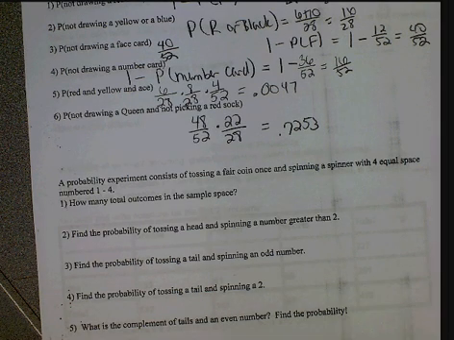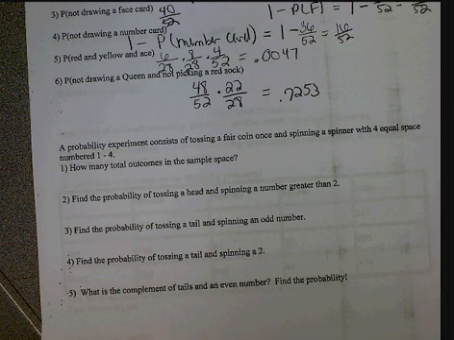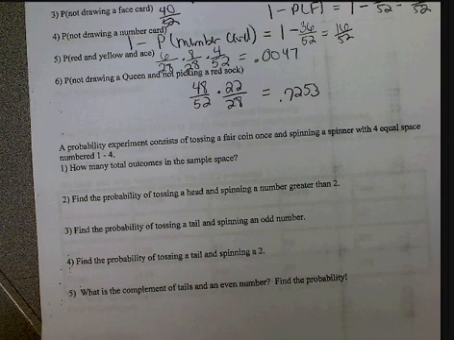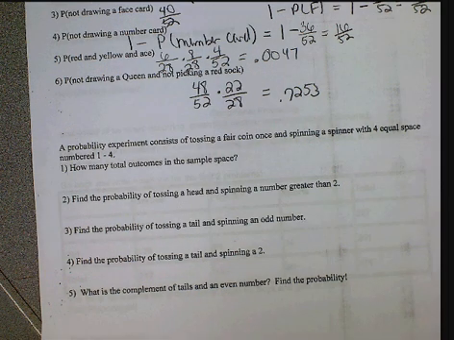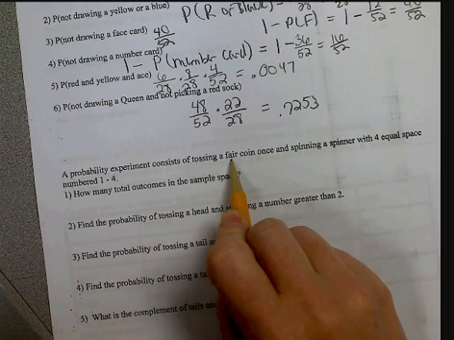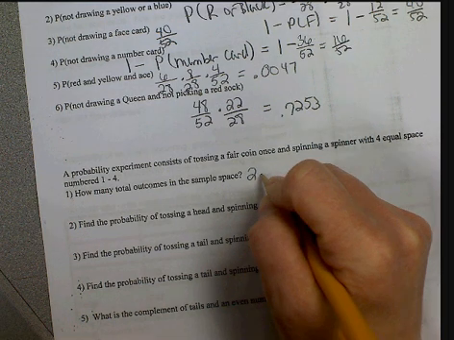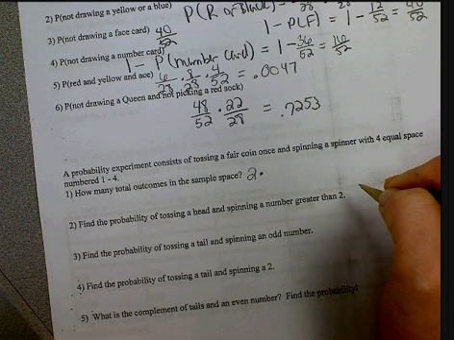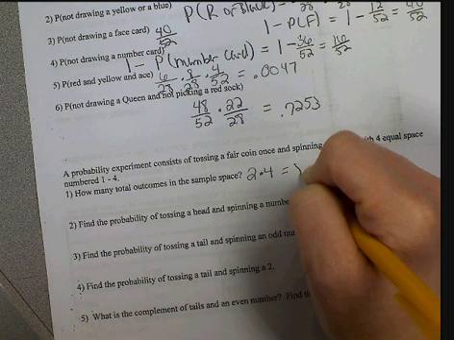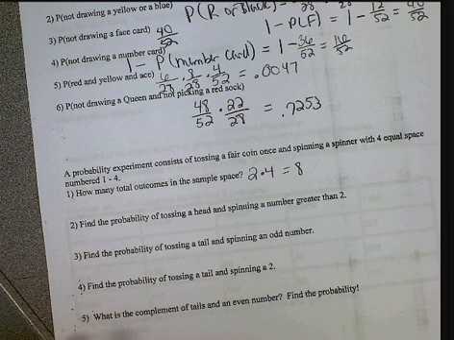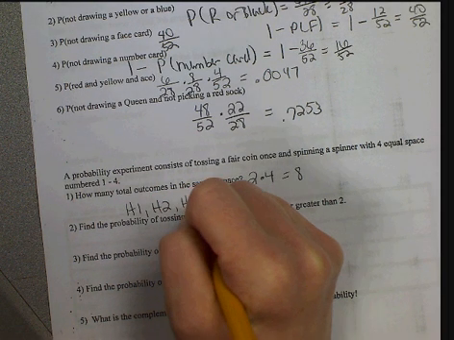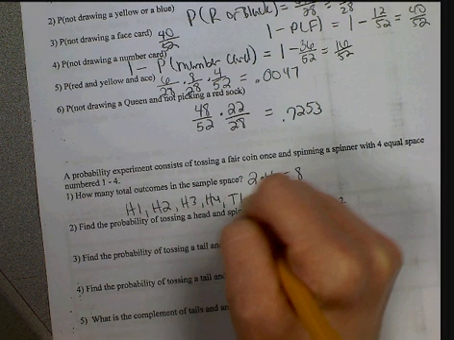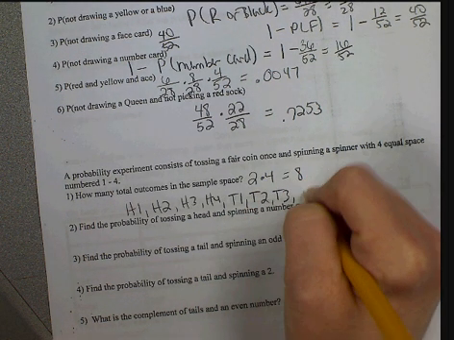Okay, so we're looking at our last section, and we're looking at tossing a coin and spinning a spinner with equal spaces 1, 2, 3, and 4. So it asks how many things are in the sample space. Well, one way you can look at it is how many outcomes are there for a fair coin? There are 2. How many outcomes are there for our spinner? There are 4. So therefore there will be 8 events in our sample space. We could get heads with 1, heads with 2, heads with 3, heads with 4. Tails with 1, tails with 2, tails with 3, and tails with 4.